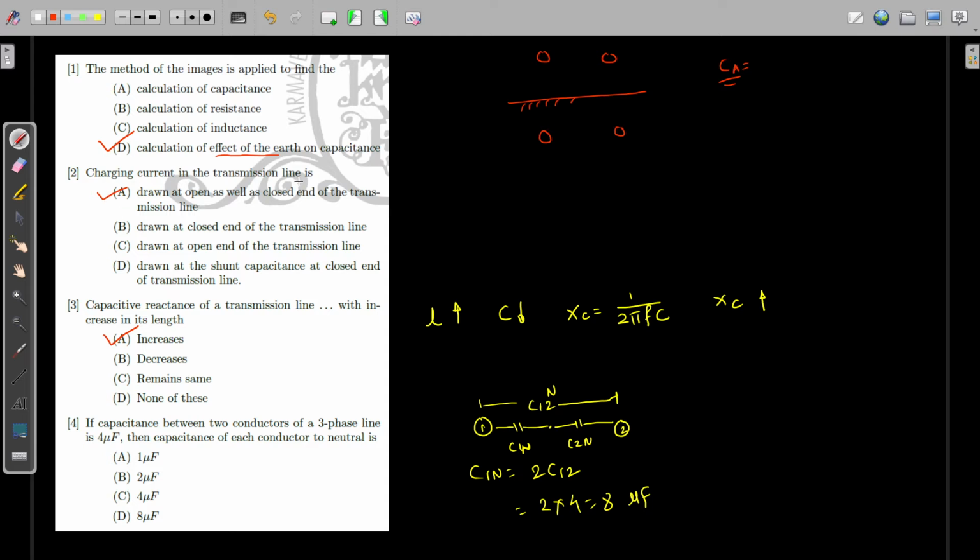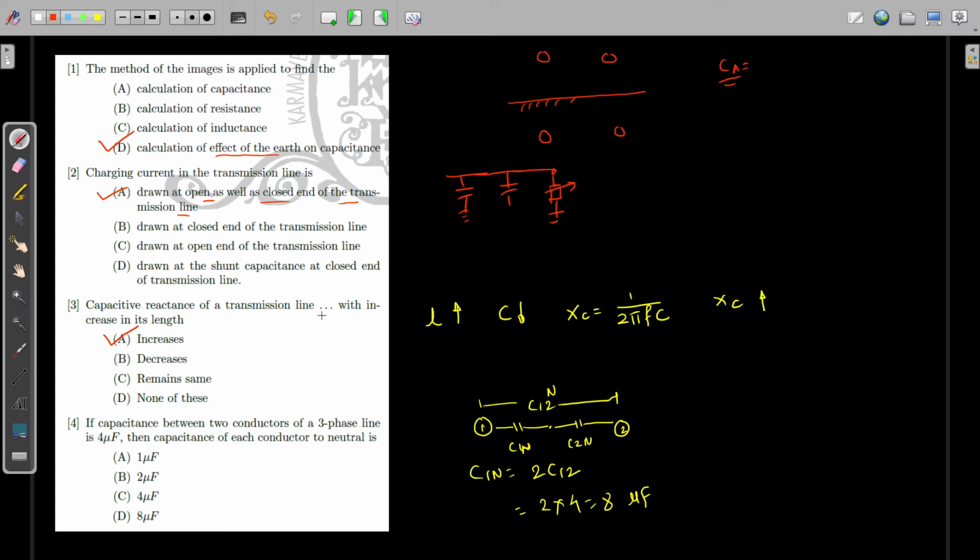The charging current in the transmission line: this capacitance is in shunt form. So whether or not the load is connected at the end of the transmission line, it will always carry the charging current, meaning open as well as closed end of the transmission line. So the first option is correct.